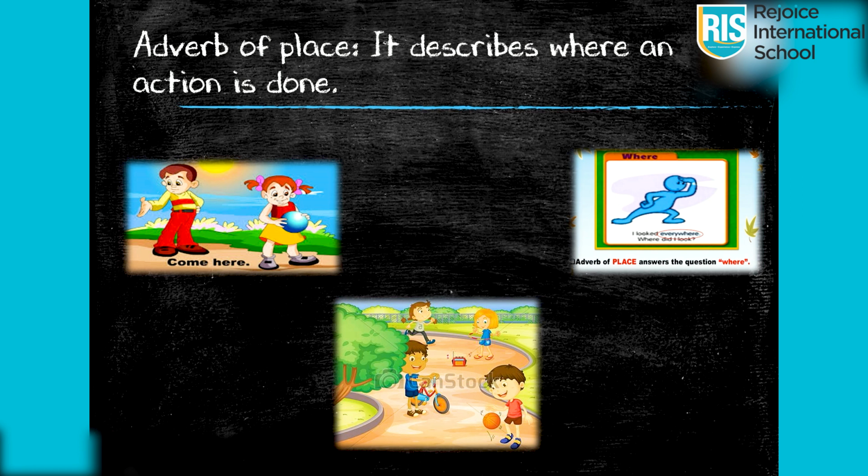Let's take another example. Children are playing outside. What is the verb over here? Are playing. Let's ask the question. Where are the children playing? Outside. It is giving you the answer. Outside. So outside becomes adverb of place. It always answers the question where, and you have to question to the verb.